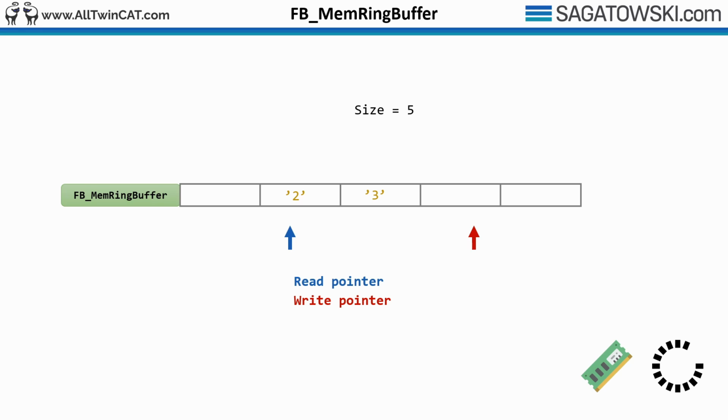Adding a new value moves the right pointer forward. And again, reading a value removes the value from the buffer and moves the read pointer forward. Now let's fill the buffer. In other words, let's write values into the buffer until there is no space left in our buffer.